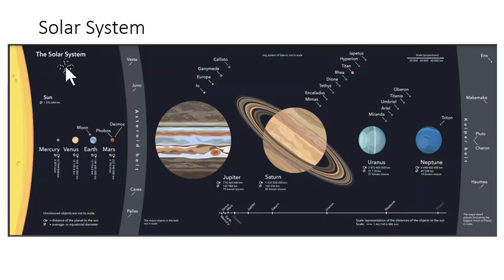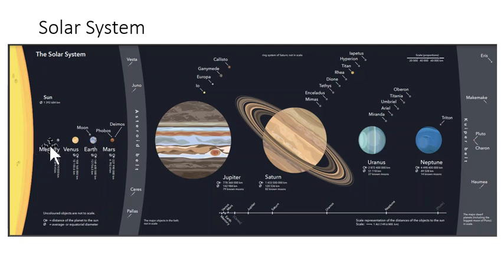So this is our solar system here. We can see that it's roughly to scale, so it gives you a sense of the size of each of the planets and the sun in comparison to each other. Just looking at it, we can see that the sun is absolutely massive in comparison to the size of the Earth. So this is the size of the Earth here.